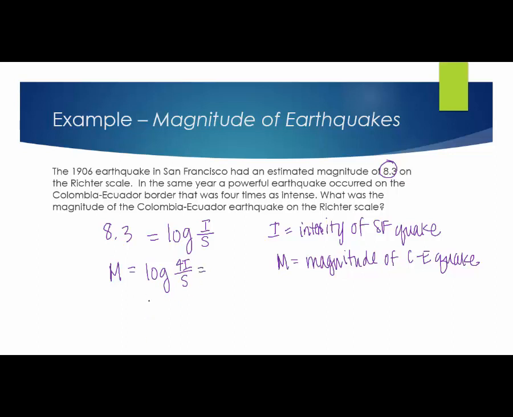Note that this is actually the logarithm of 4 plus the logarithm of I over S. If I write it this way, it's really slick to just replace the logarithm of I over S with 8.3. So in order to find the magnitude we're looking for, we just need to evaluate this. The logarithm of 4 plus 8.3 is about 8.9.